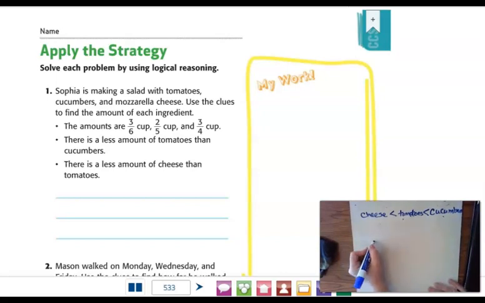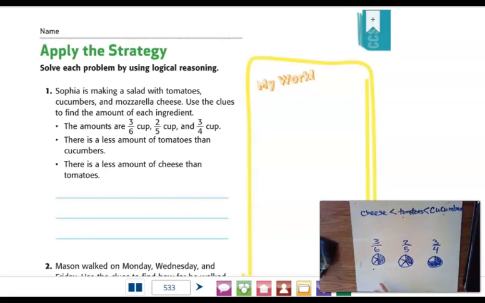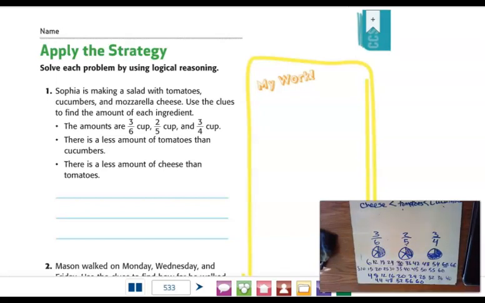Now I'm going to take my 3/6, 2/5, and 3/4. I can draw my pictures. I'll do my pictures really quick. So I've got 3/6, 2/5, and 3/4. And for those who can't tell from the visual which one is least and greatest, I'm going to write my multiples of 6, 5, and 4. Okay, so I write my multiples for 6, 5, and 4.